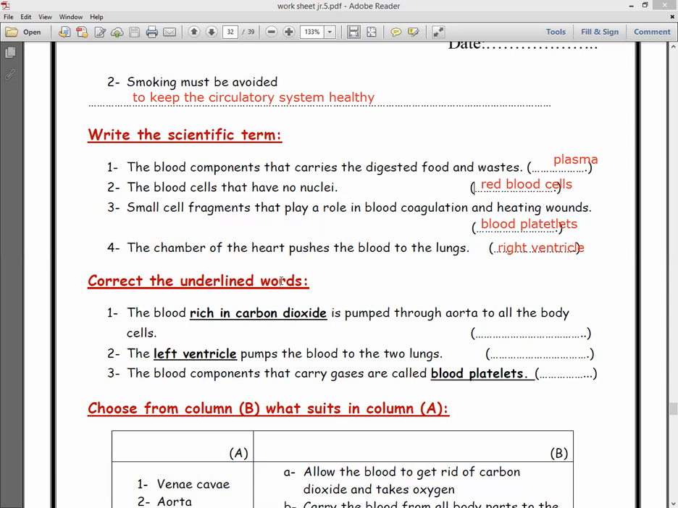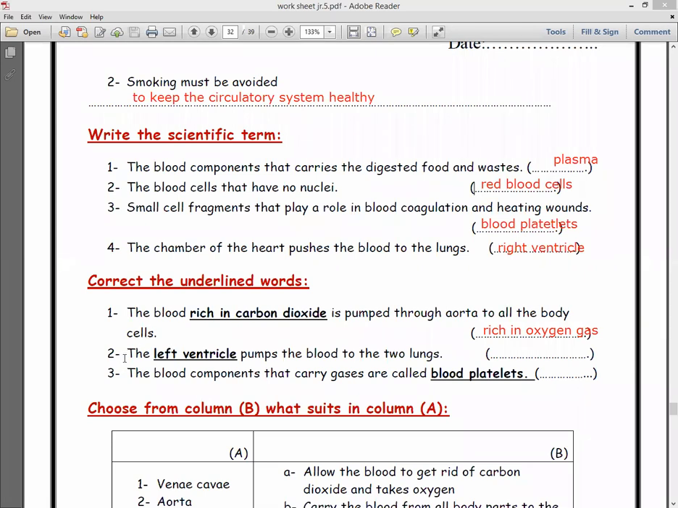Number one, correct the underlined word. The blood rich in carbon dioxide is pumped through the aorta to all the body cells. What, Yahya? Correct rich in carbon dioxide. No, Yahya, rich in oxygen gas. The blood rich in oxygen gas is pumped through the aorta to all the body cells.